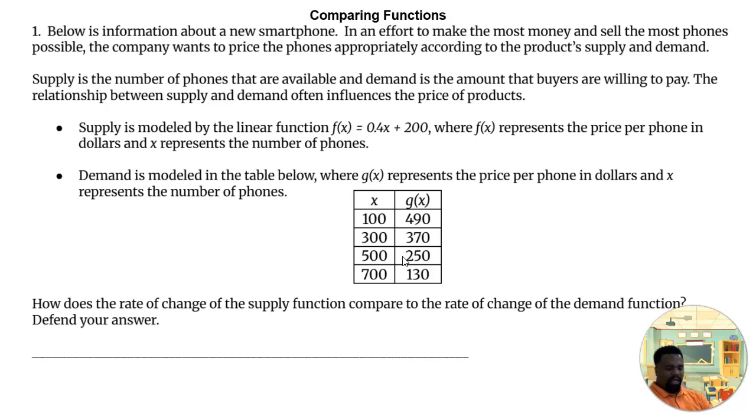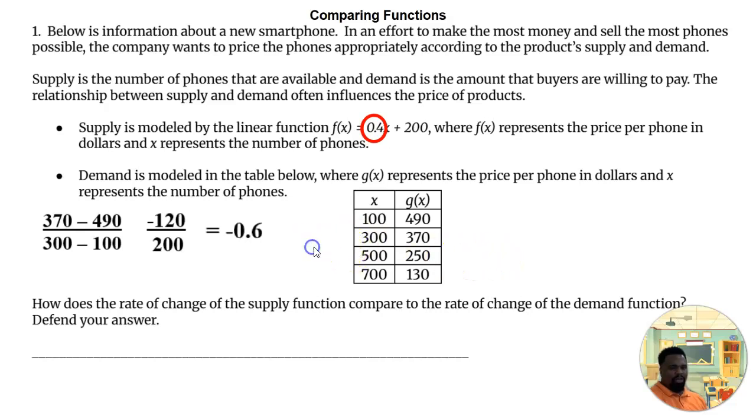So look at the rate of change. You know that since it's an equation, y equals mx plus b, m represents your rate of change. So here, 0.4 is your rate of change for the supply function. For the demand function, we do y2 minus y1 over x2 minus x1. So 370 minus 490 over 300 minus 100. That gives you negative 120 over 200, which is negative 0.6. So negative 0.6 is our rate of change here.